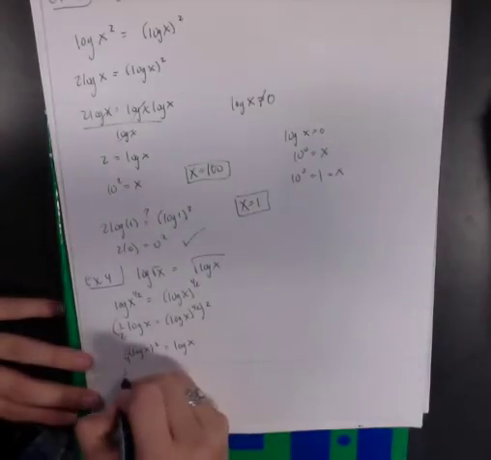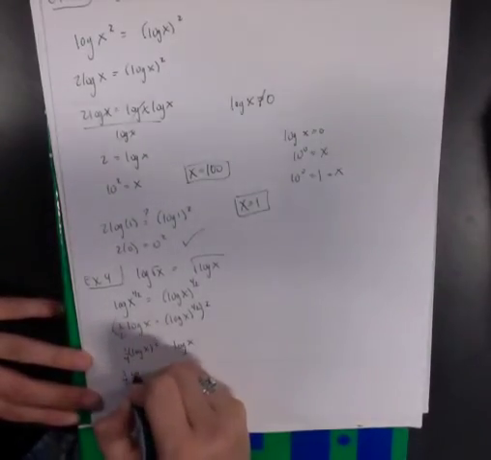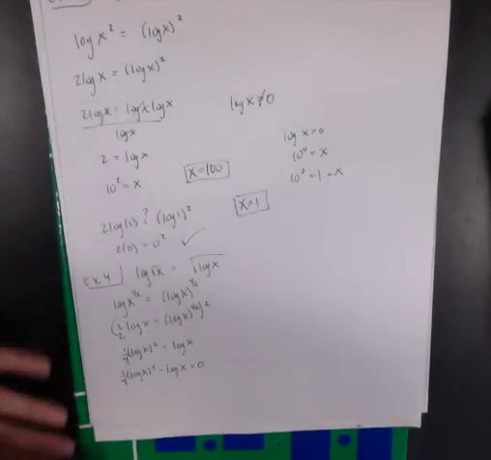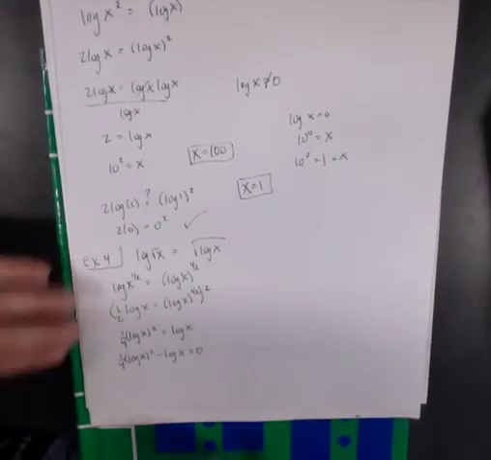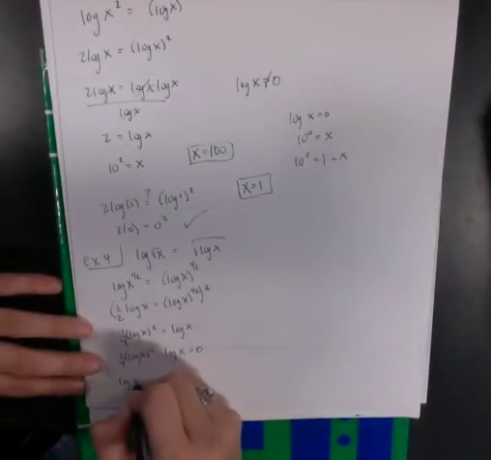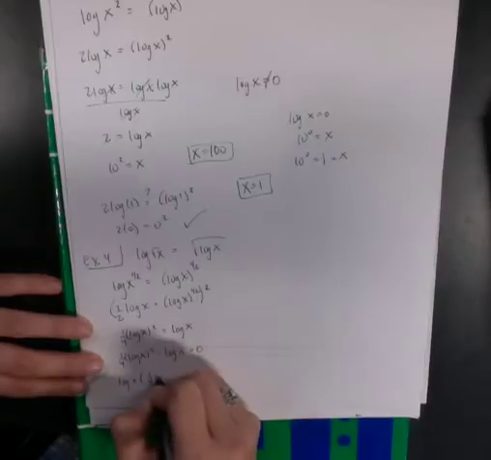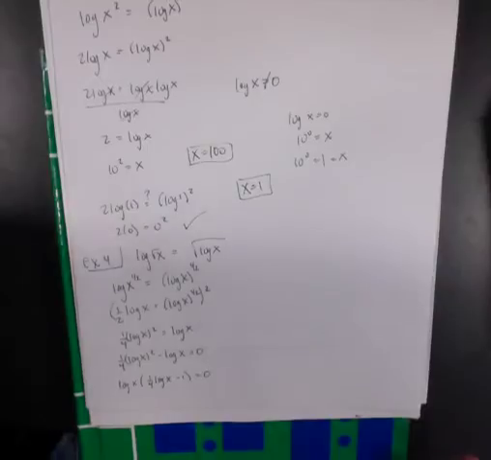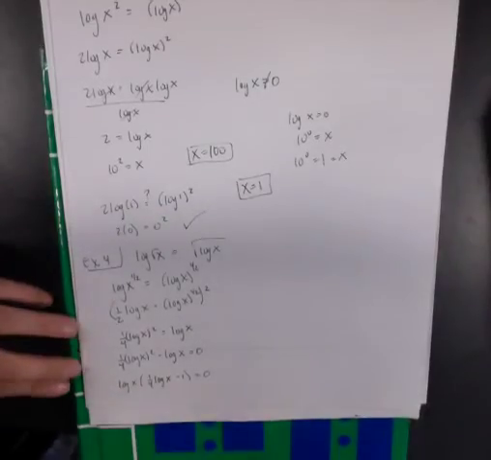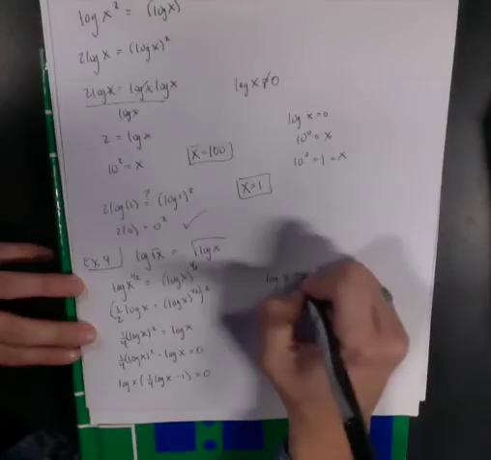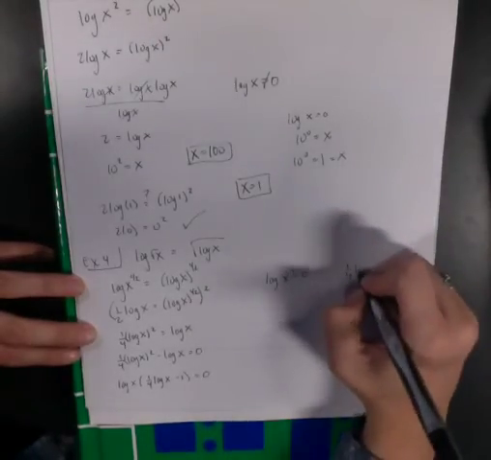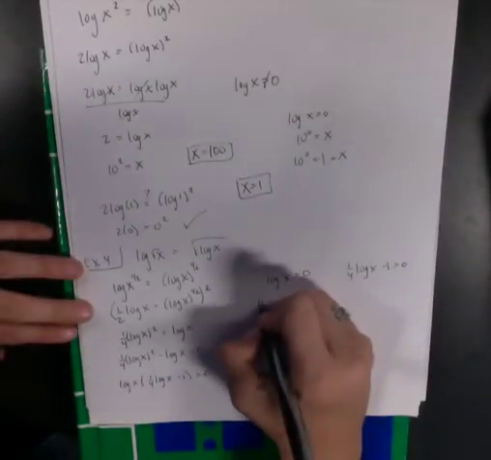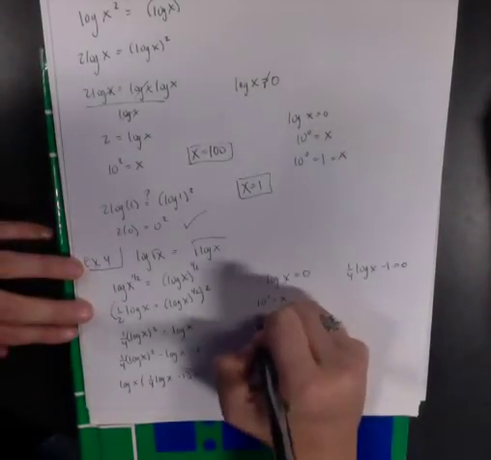And now I'm going to bring my log of x over, so I get 1/4 log of x squared minus the log of x equals 0. I'm going to factor out a log of x. So the log of x times 1/4 log of x minus 1 equals 0. Just like when I have a quadratic equation and I factor it, now I have two mini equations. Either the log of x equals 0 or 1/4 log of x minus 1 equals 0. So I solve this. 10 to the 0 equals x, so x is 1.